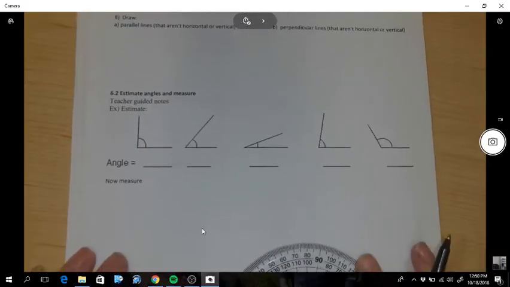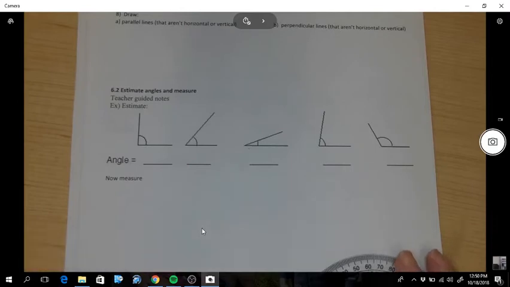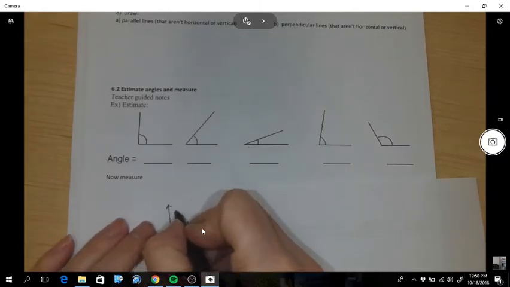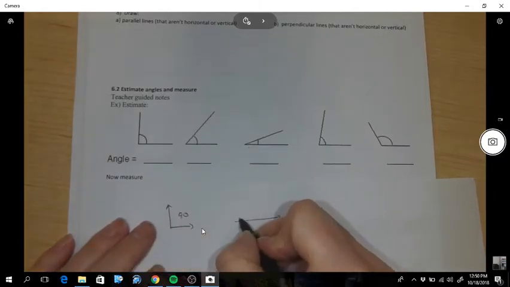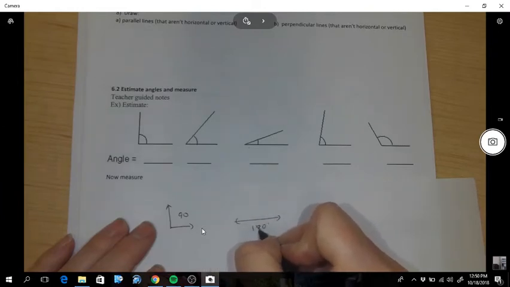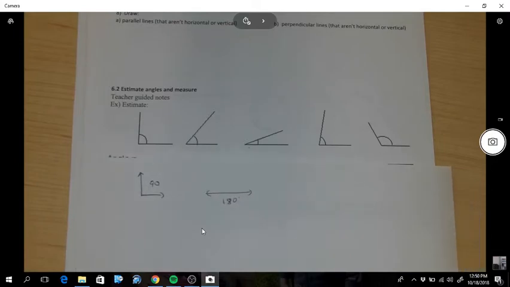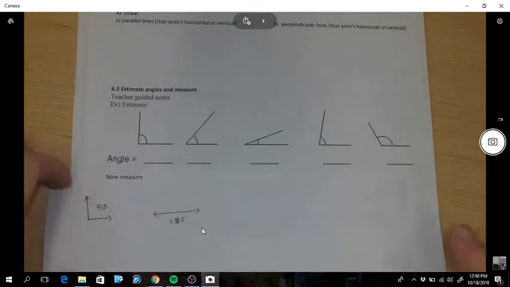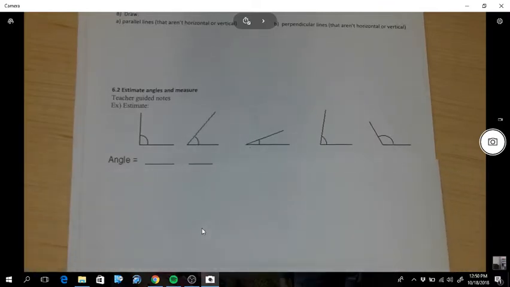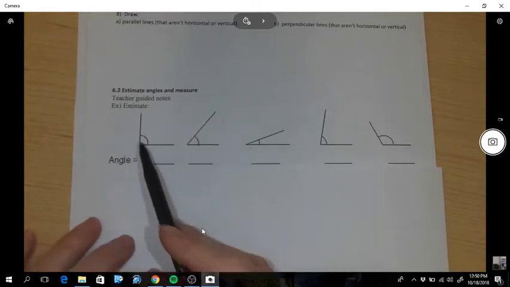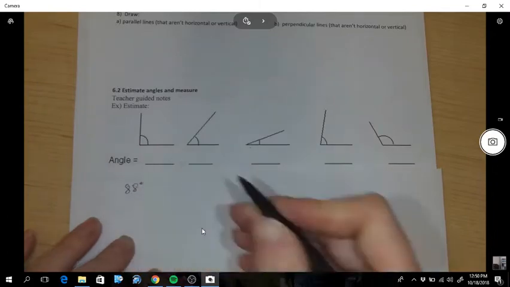Okay, in 6.2, we're talking about angles and their measures. So you have a visual in your head about what a 90-degree angle looks like. You should have a visual of what a 180 degree looks like. So you can kind of use those as a guideline to estimating. Okay, so number one here, if I'm going to guess this angle, I'm thinking it's very close to 90, so I'm going to say like 88 degrees.